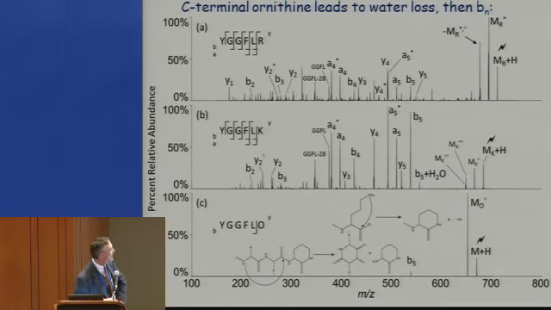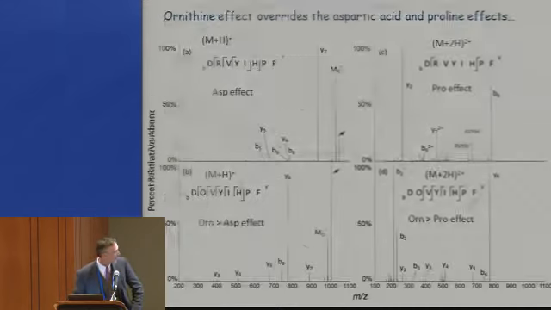Here's an example of what happens when the ornithine is at the C terminus. Here's the YGGFLR MS/MS spectrum. Just for comparison, the YGGFLK MS/MS spectrum, and then YGGFLO. The favored cleavage here on this side is a water loss, right? The leaving group here is a water, and then you form this lactam ring on your B ion, and if you activate that, it goes big time to B5. That's the second-step rearrangement that also gives rise to a nice stable product.